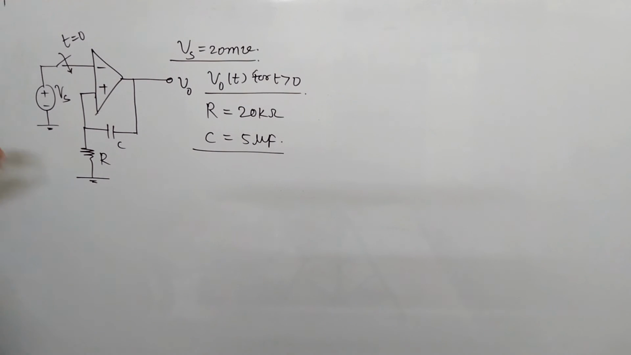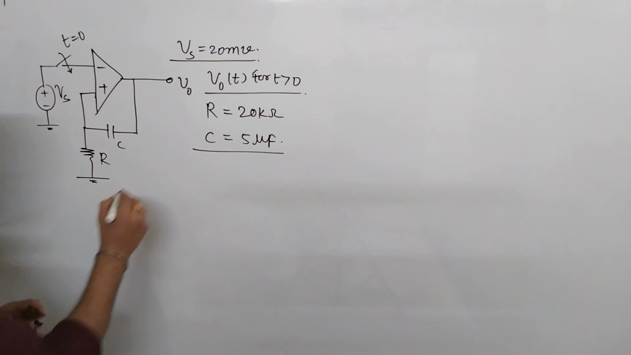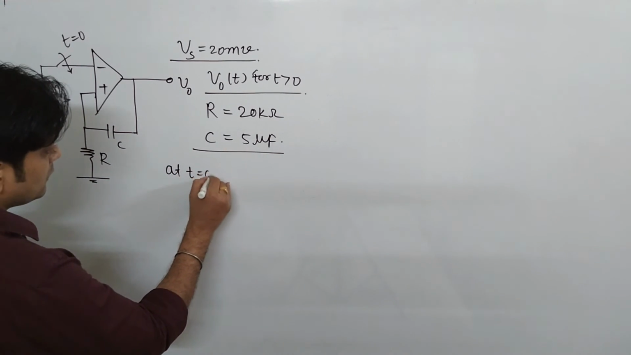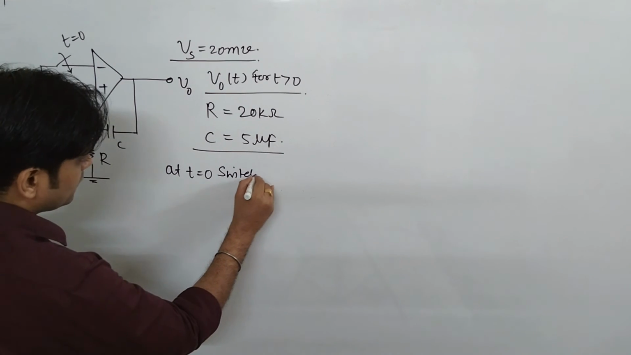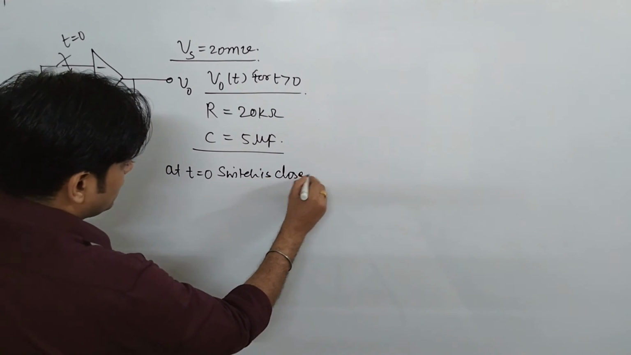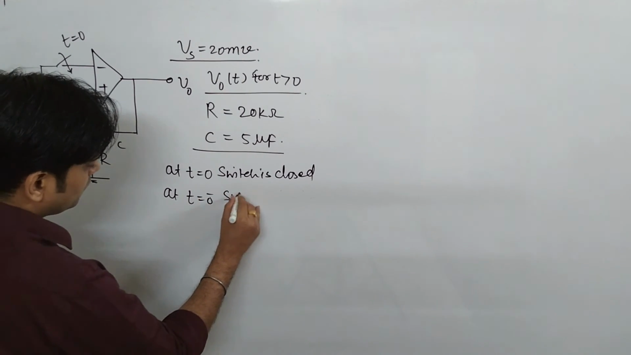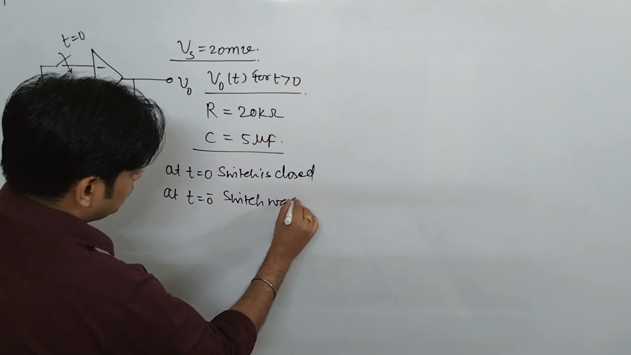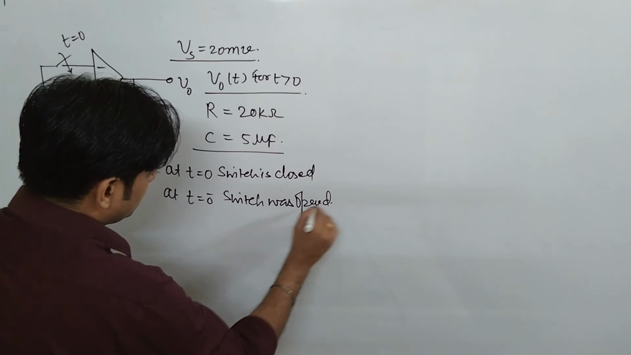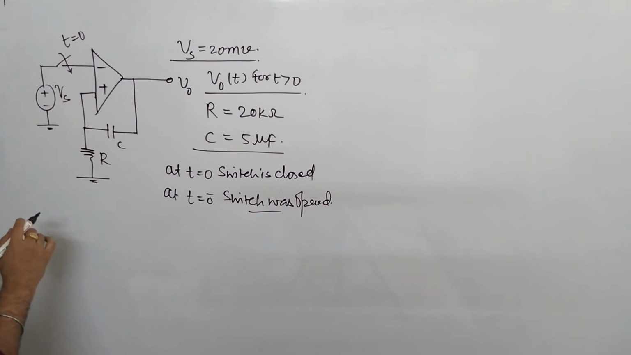Now friend, this is your next type of problem under op-amp. This is your C, this is your R, this is your Vs. And the condition is at t equal to 0, the switch is closed. So that means at t equal to 0 negative, the switch was open, and once it is open, you can see that no active source is present here.